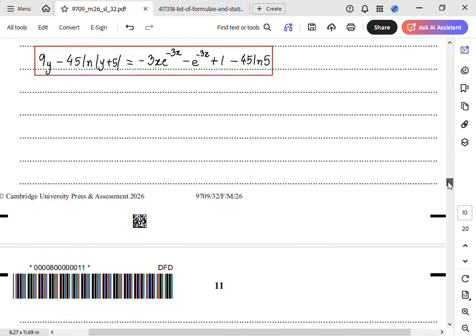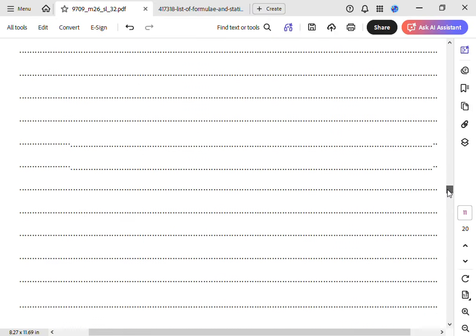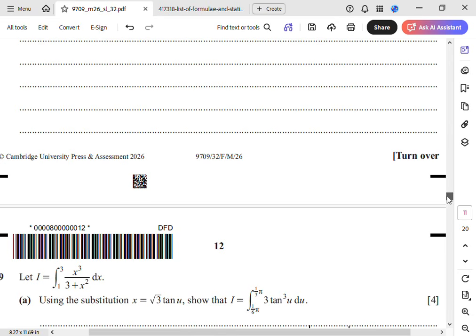Moving to the next question. So you have I equals this, right? And you have to use substitution here, right? So the substitution given is x equals root 3 tan u, right? So you have to show that this integral can be written as this.